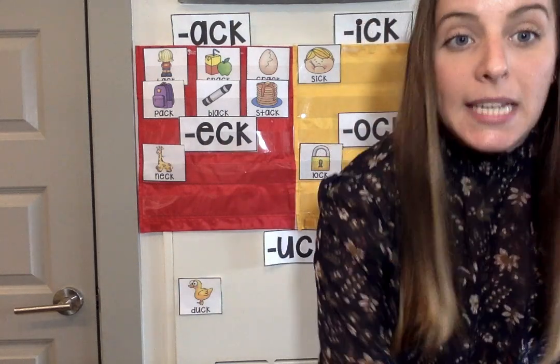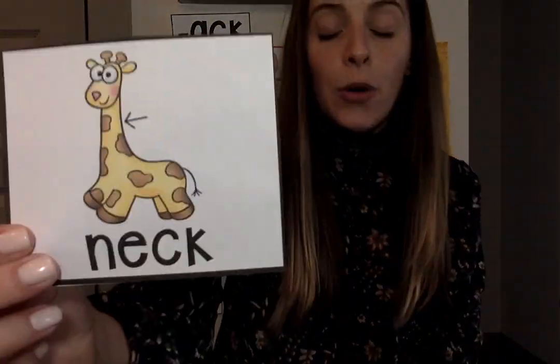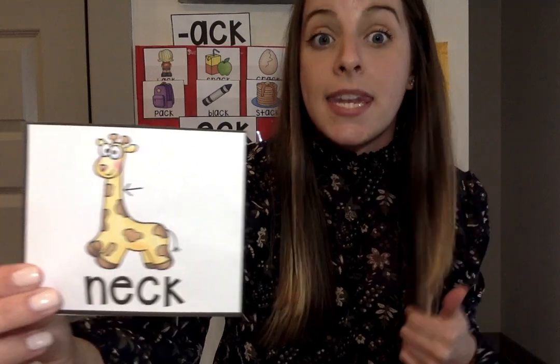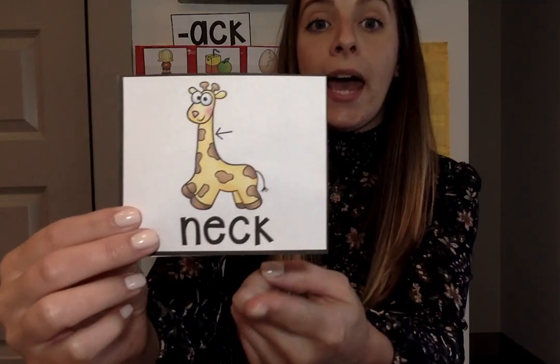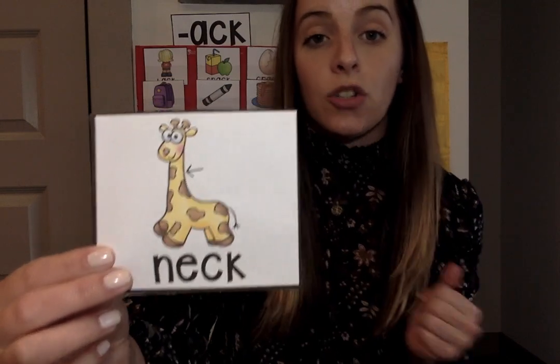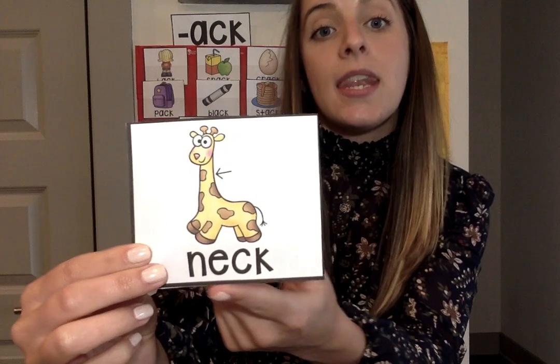Let's take a look at some ECK examples. The first one is up for us. We have a picture of a giraffe, but we know that a giraffe has a very long neck. Our word is neck. We know that N says N. ECK is going to say ek, N, ek, neck, neck.